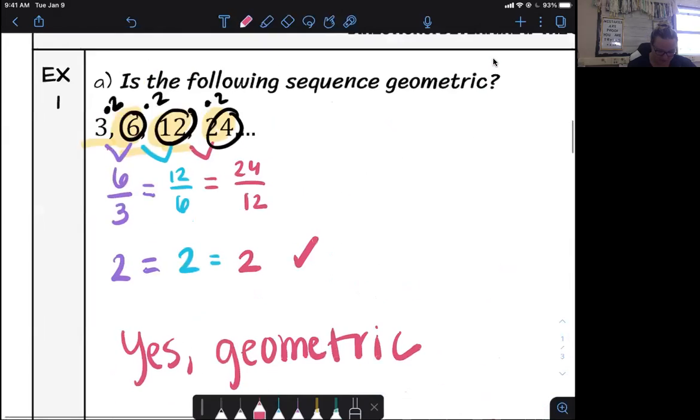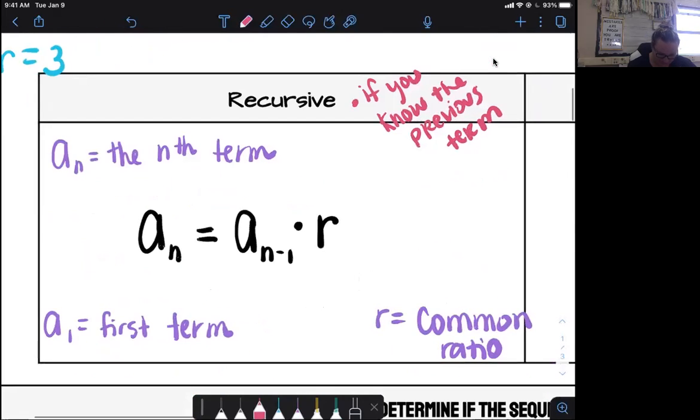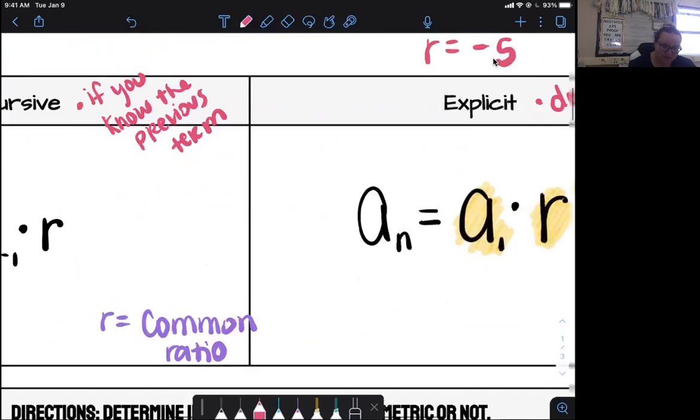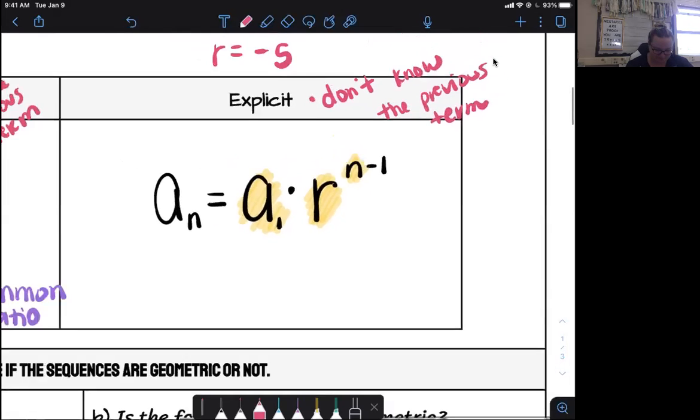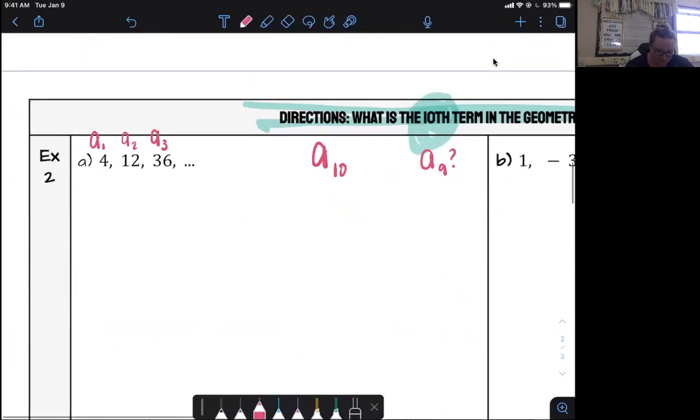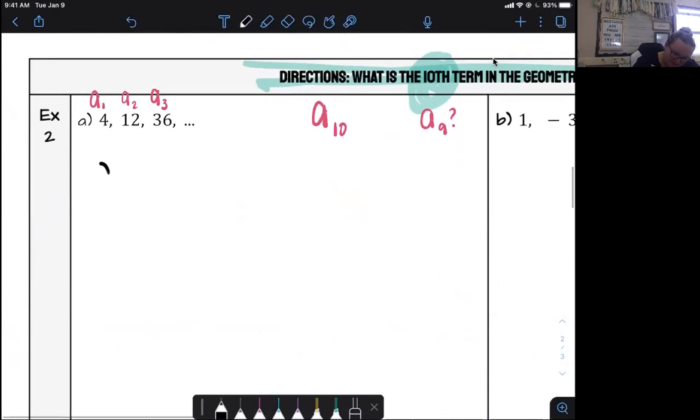So do we know our 9th term? To use a recursive formula, we would need it, and we don't know the ninth term. We only know the first, the second, and the third. So that means we're going to use our explicit formula. Our term a sub n is equal to a sub 1 times the common ratio r to the n minus 1 power. So we're going to use that explicit formula.